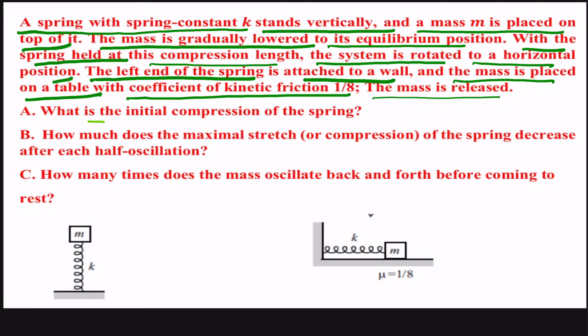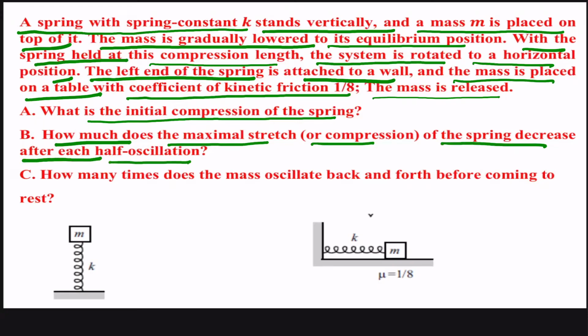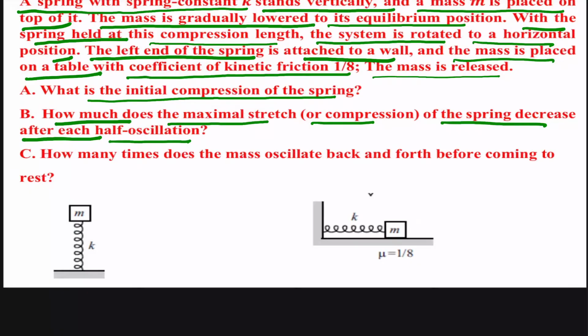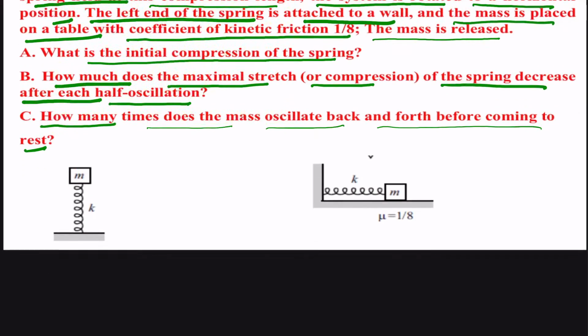Part A, what is the initial compression of the spring? Part B, how much does the maximum stretch or the compression of the spring decrease after each half oscillation? And part C, how many times does the mass oscillate back and forth before coming to rest?